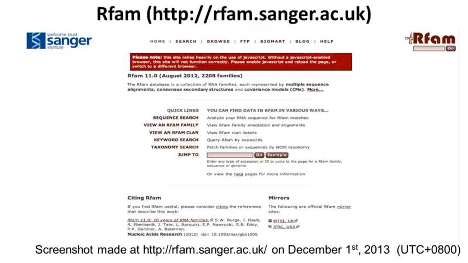Finally, Rfam built covariance models to describe each family, which are a slightly more complicated relative of the profile hidden Markov models used by Pfam. Covariance models can simultaneously model RNA sequence and structure.